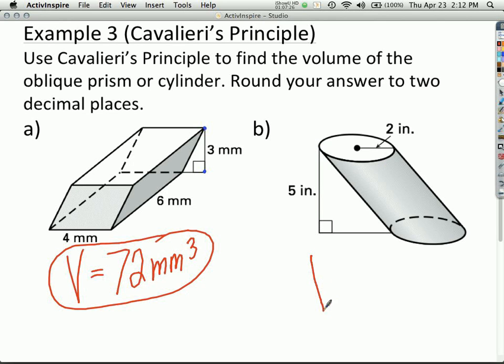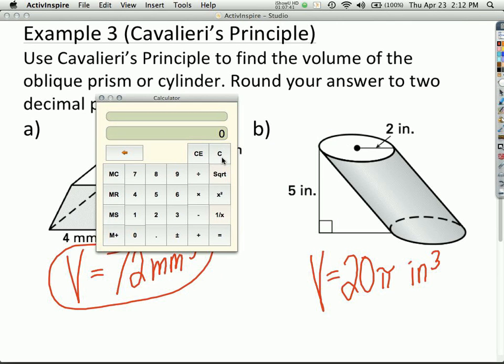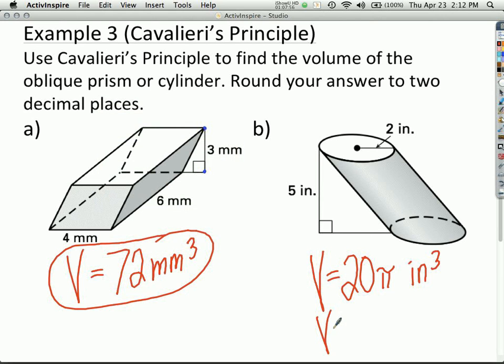So the volume is going to be 20 pi cubic inches, or you can evaluate it by multiplying 20 times pi and then rounding your answer to 2 decimal places. I don't have a pi button on my calculator, so I'll use 3.14159, the first 5 digits, times 20, and we get 62.83. So the volume is going to be 62.83 cubic inches.